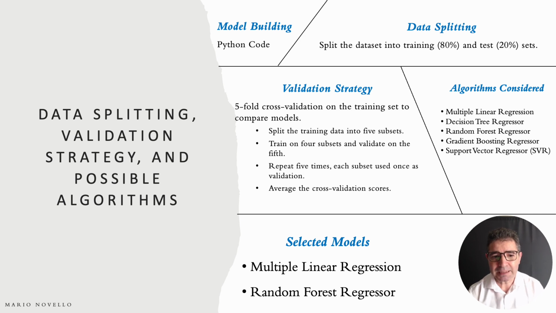This involves splitting the training data into 5 subsets, training the model on 4 subsets, and validating on the 5th subset. This process is repeated 5 times, with each subset used exactly once as the validation data. The cross-validation scores are averaged to get a more robust estimate of the model performance.